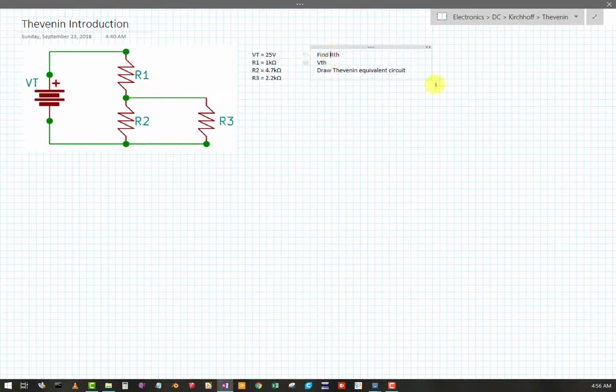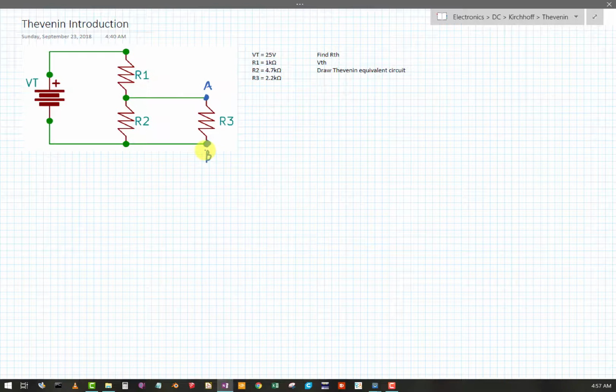R Thevenin. Now let's look at the circuit for a second. Okay, so typically the target component, or the load, we'll pick this R3 here. Typically you're gonna define or choose a component, and that will be the load.